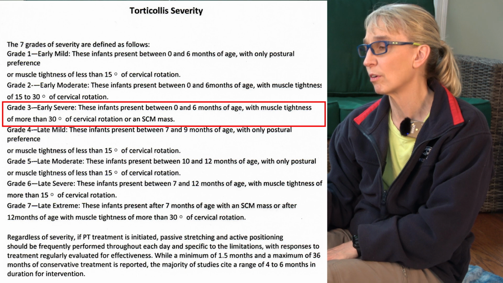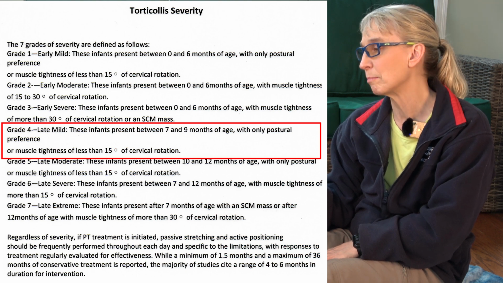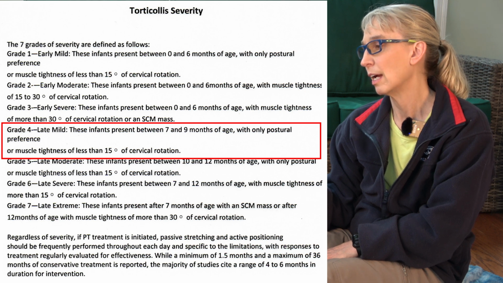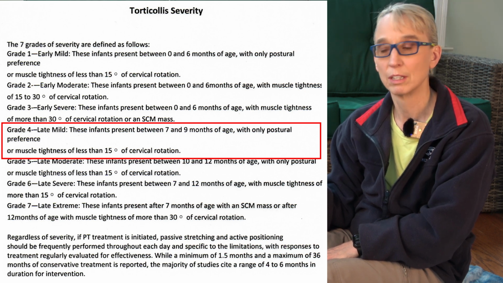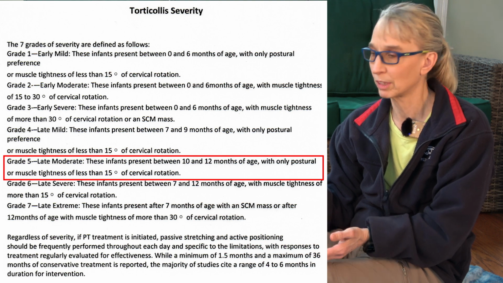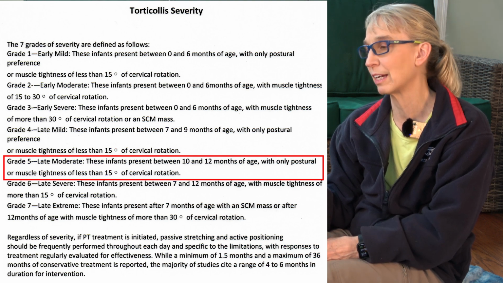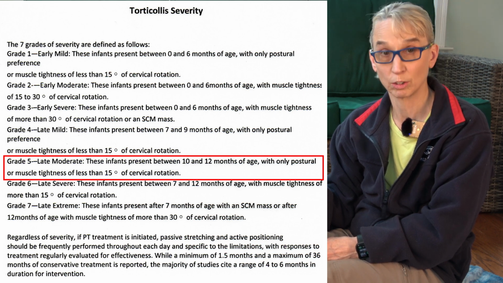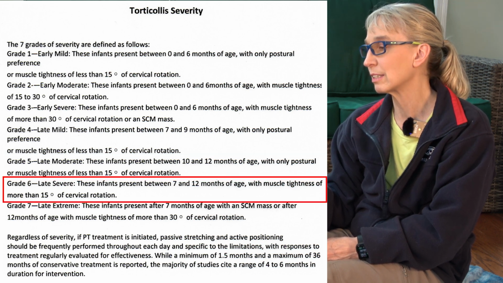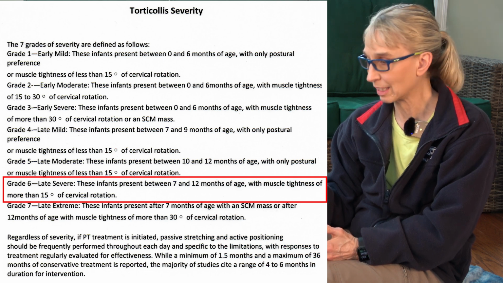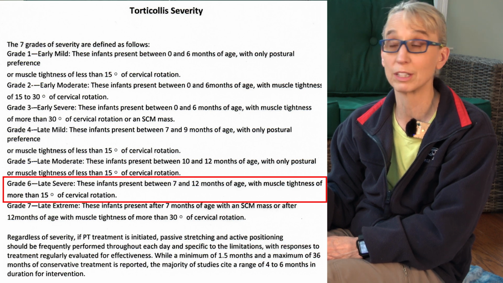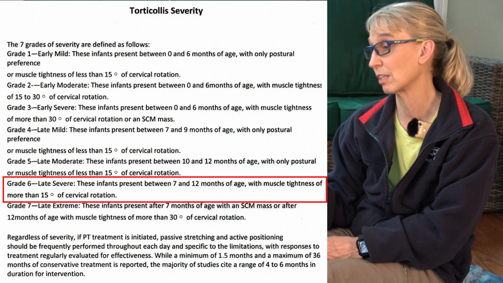If you go up further, is grade 4. This is late mild, and this is children who are 7 to 9 months of age, and they have a muscle tightness of less than 15 degrees. And then grade 5, kids are 10 to 12 months of age with less than 15 degrees restriction between the two different sides in their cervical rotation. And grade 6, they present between 7 and 12 months of age with a muscle tightness of more than 15 degrees of cervical rotation between the two sides.